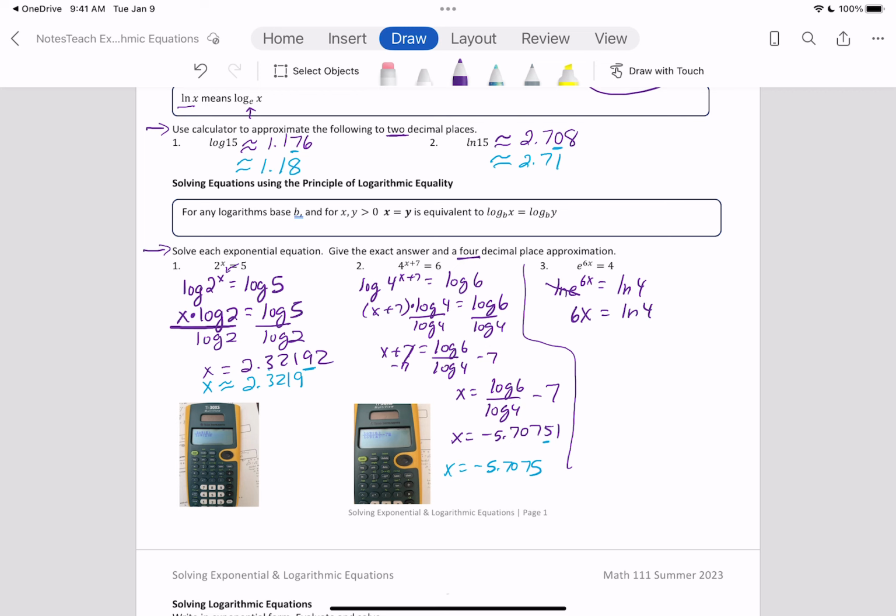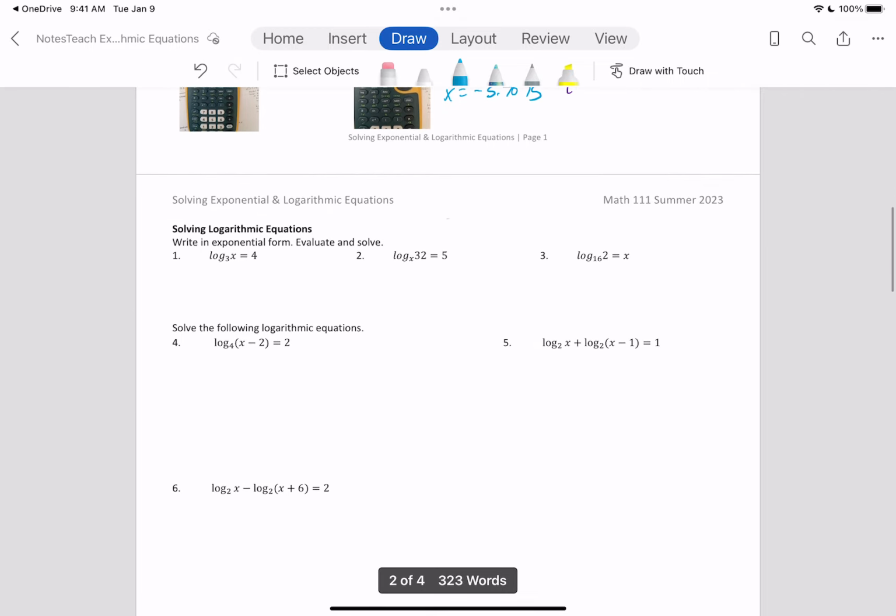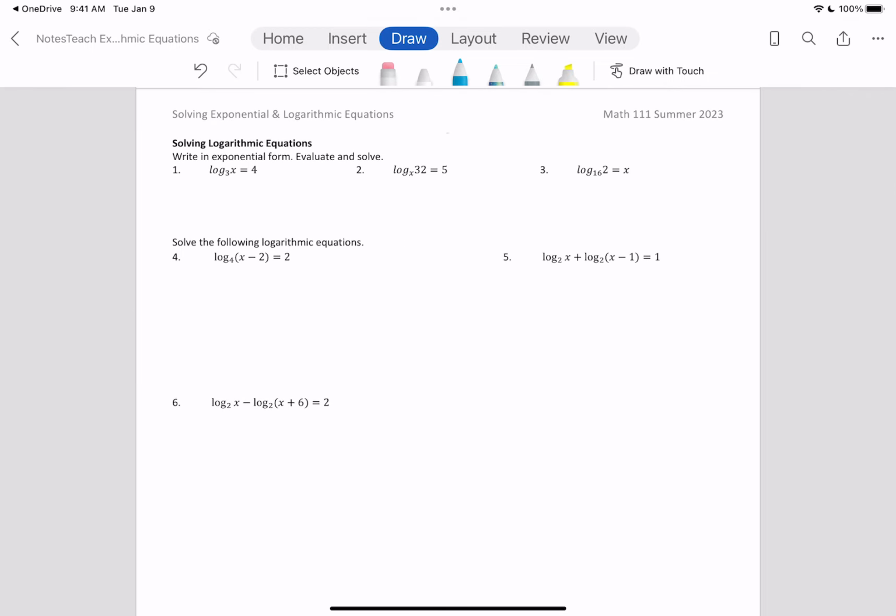So I get 6 times x equals ln of 4. Divide both sides by 6. And then we're going to enter that into the calculator. Remember, you have that ln button again. I got 0.23104. Then my fourth decimal place, 0.2310 is what we'll use for the answer. Okay? Now my pages are going to be a little bit off from yours because I added those pictures in there.